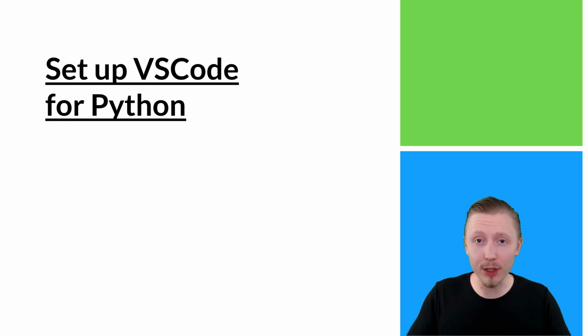Now that we have Visual Studio Code installed on our machine, we're going to set it up to work with Python. I showed you how to install Visual Studio Code on both a Mac and a Windows machine. However, the steps from here will be more or less the same regardless of the operating system you're using. So I'm just going to be demonstrating this video on a Mac machine.